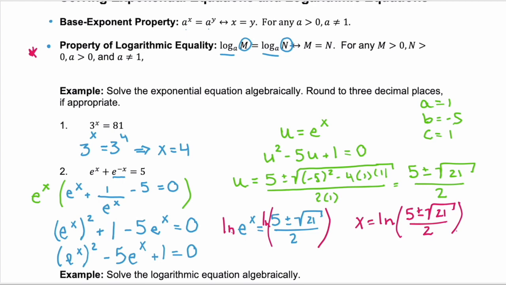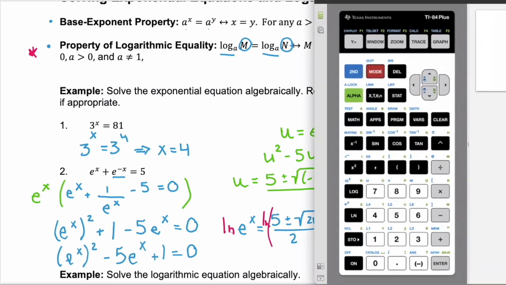Well, now we need to actually calculate the natural log of 5 plus or minus square root of 21 over 2 to find out what x is. We're not doing this by hand. Let's bring up our calculator.